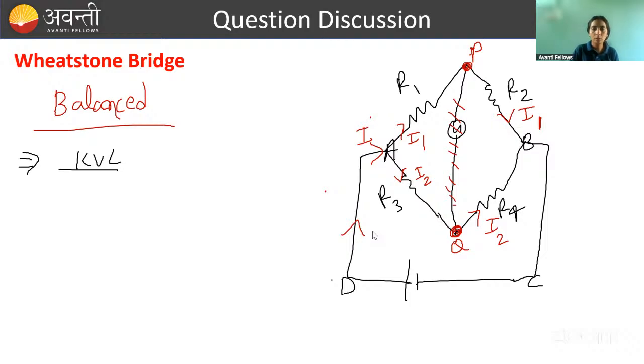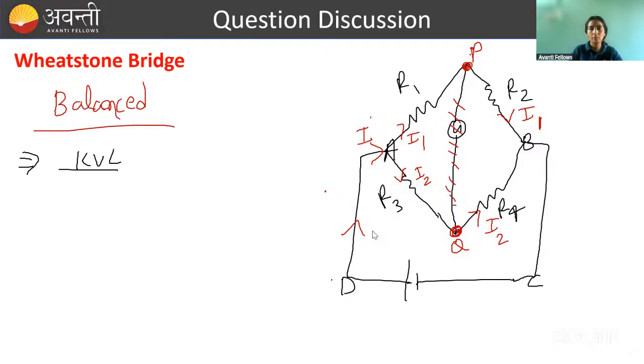एक काम करो, KVL लिखो आप. A B, A P B Q A. That way you want me to do. लेकिन I1 I2 डिफरेंट आएगा, तो आप R1 R2 में रिलेशन नहीं निकाल पाओगे.